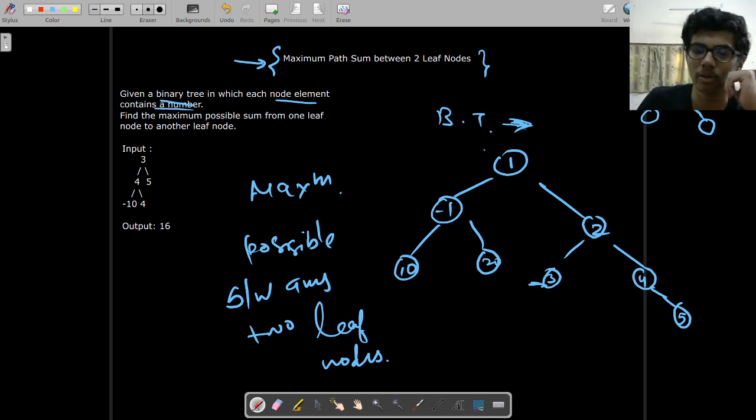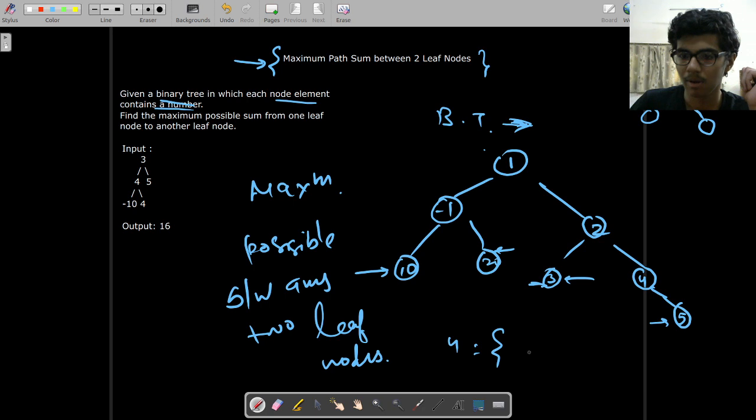So what is a leaf node in a binary tree? A leaf node is a node which has zero children. Same for this also and this also. So we have four leaf nodes: 10, 20, -3 and 5. Okay, so we have to find the maximum possible sum from one leaf node to another leaf node.